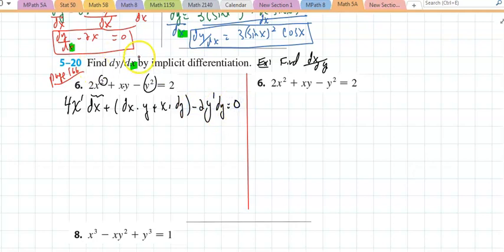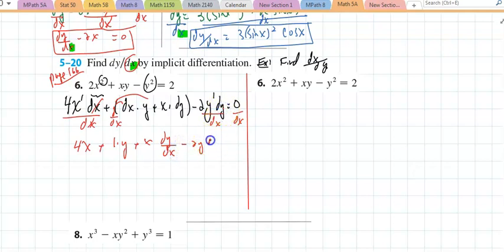And now since they want it with respect to x, divide each term by dx. Remember, this is all one term, so if you put a dx right there, and a dx right there, and a dx right there, these cancel out, you're left with 4x plus, this you distribute in, dx over dx, that becomes a 1 times y plus x, and dy over dx, that would be dy dx, minus 2y dy dx equal 0.